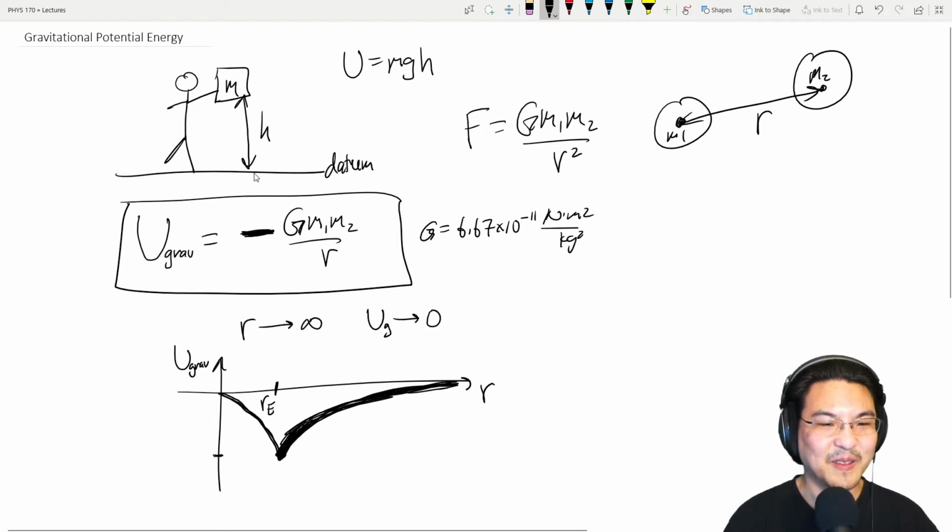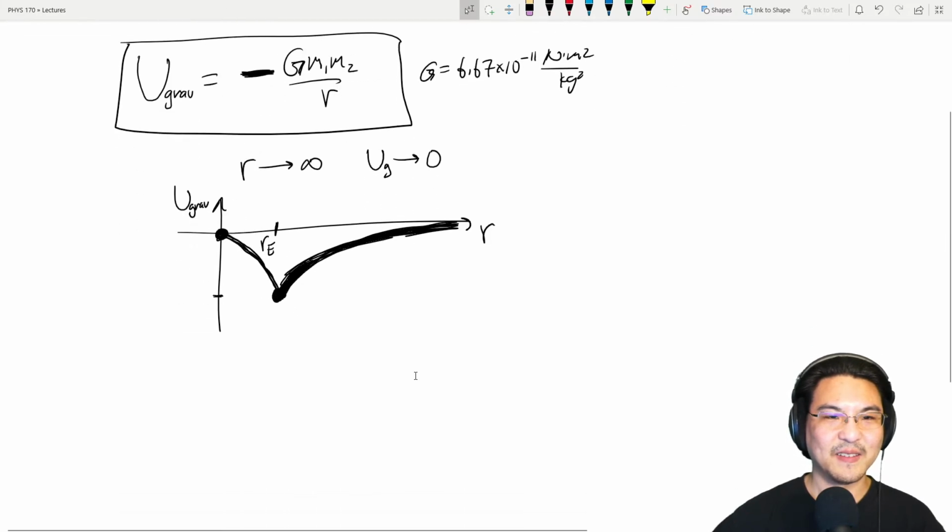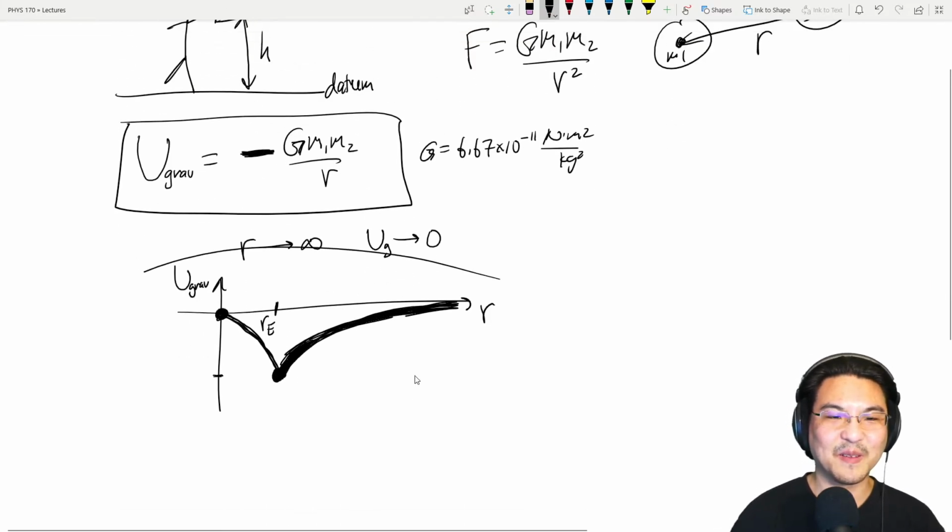So here, you're at the center of mass of the Earth. And you dig a tunnel from the center of the Earth to the surface, and the potential energy looks like this. And then as you get outside of the Earth, farther away, it approaches zero like this. Okay. So I think that helps, right?